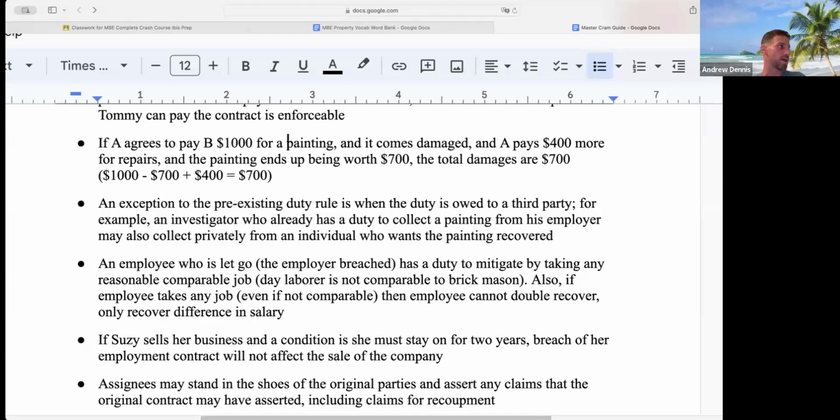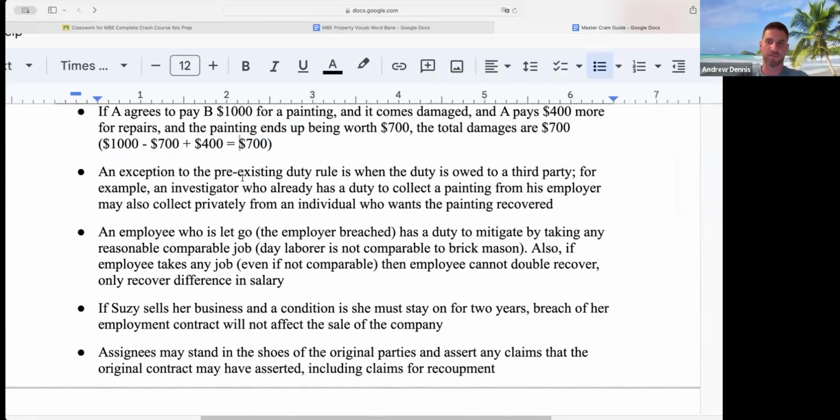So like, what did you pay? And then what's the difference between what you expected? So in this situation, you paid $400 more for repairs. So it turns out you paid $1,000 for it, then you paid $400 more for repairs. You've actually paid $1,400, and in total, the thing's worth $700. So $1,400 minus $700 is going to equal the $700, right? 1,000 plus 400 minus the 700 equals the 700. The 1,000 you paid for it, the $400 you paid additionally, and then what's the difference in what it's actually worth? It's worth 700. You paid 1,400, so you're entitled to $700 in damages.